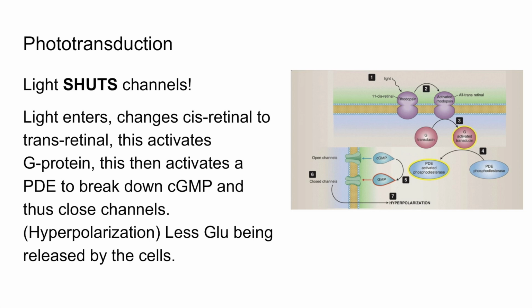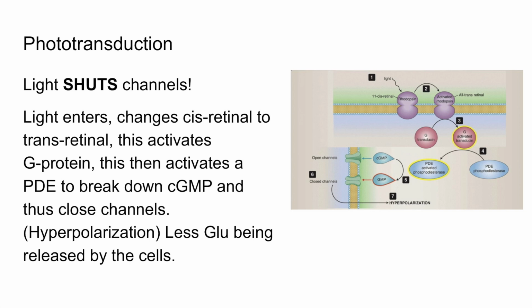Glutamate loves the dark. cGMP loves the dark. Everybody loves the dark because when it's dark, our eyes are like, we need any sort of visual information we can get, activate those photoreceptors. So this is the default state of a photoreceptor. It is active and releasing neurotransmitters in the dark.